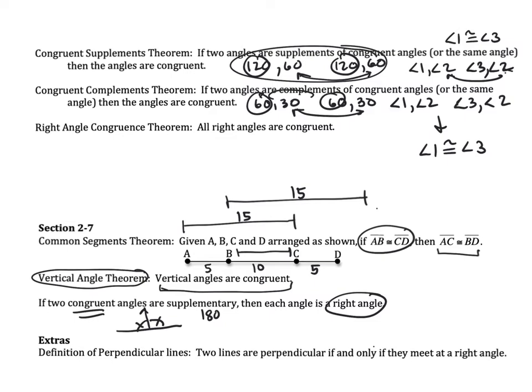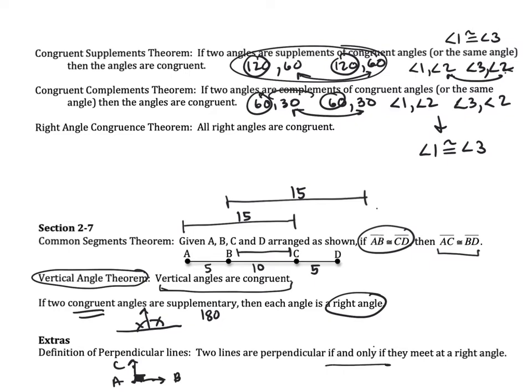And this last one here, we'll just mention it. Definition of perpendicular lines. Perpendicular means lines that meet at a right angle. So if this was AB and AC, they are perpendicular because they meet at a right angle. Two lines are perpendicular if and only if they meet at a right angle.